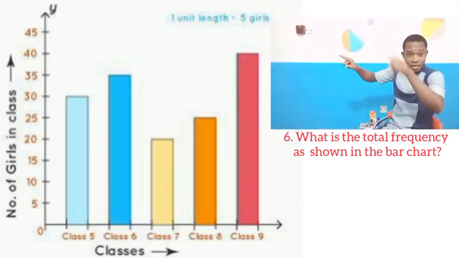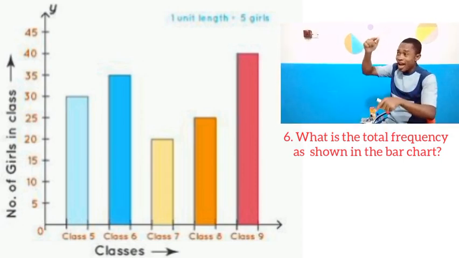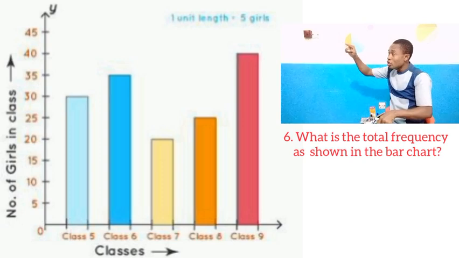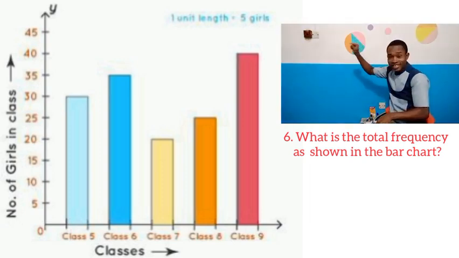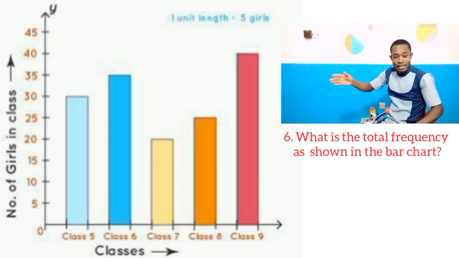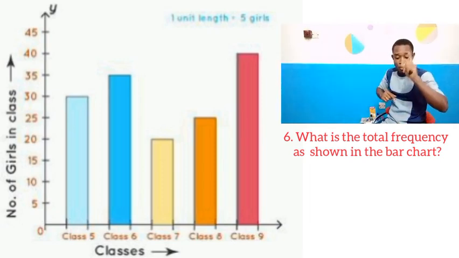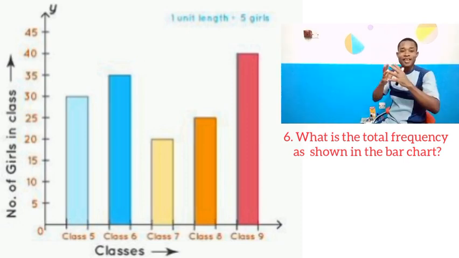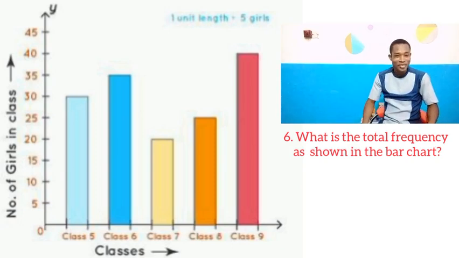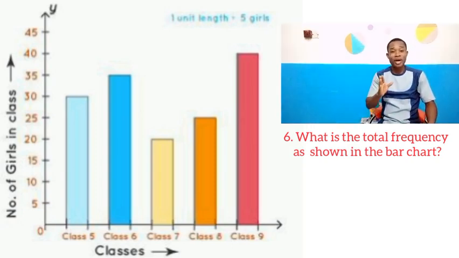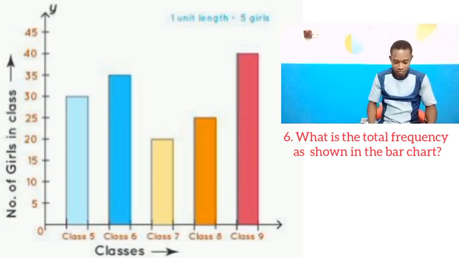Each of the rectangular bar for the class, from the height, we're going to do a tracing to the vertical line and get the number of girls there. We're going to do it for each of the rectangular bar. Then we'll add everything together. Are you ready? So let us go to the rectangular bar for class 5.